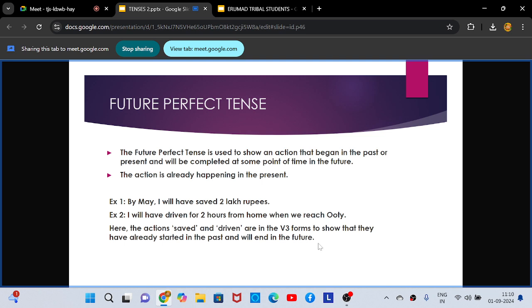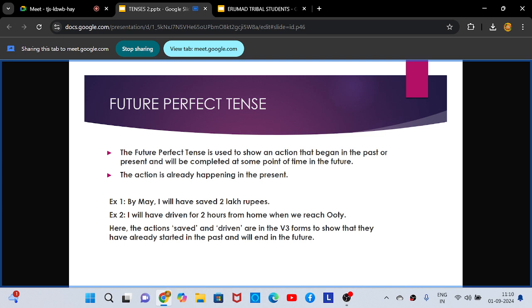Yes, ma'am. By May, I will have saved 2 lakh rupees. Example 2. I will have driven for 2 hours from home when we reach Ooty. Okay, Ooty. Ooty is a hill station. It's a famous hill station in Tamil Nadu. Okay. So by May, I will have saved 2 lakh rupees.